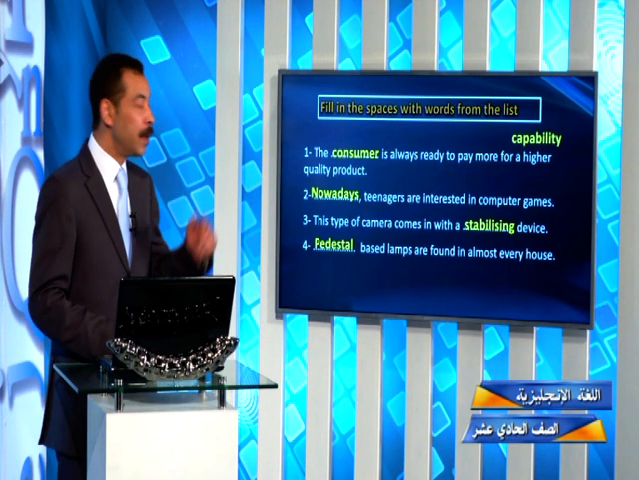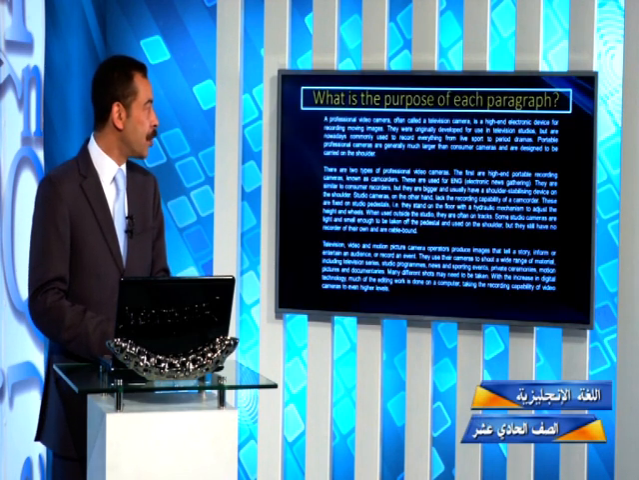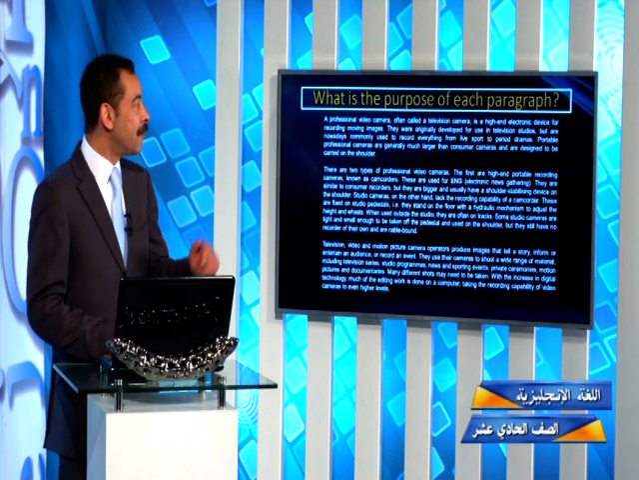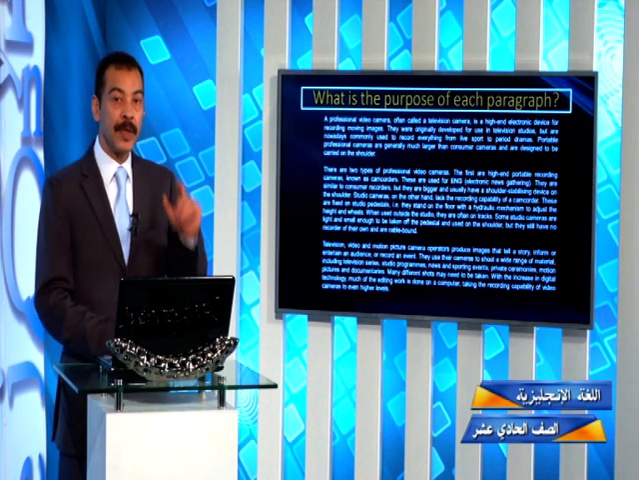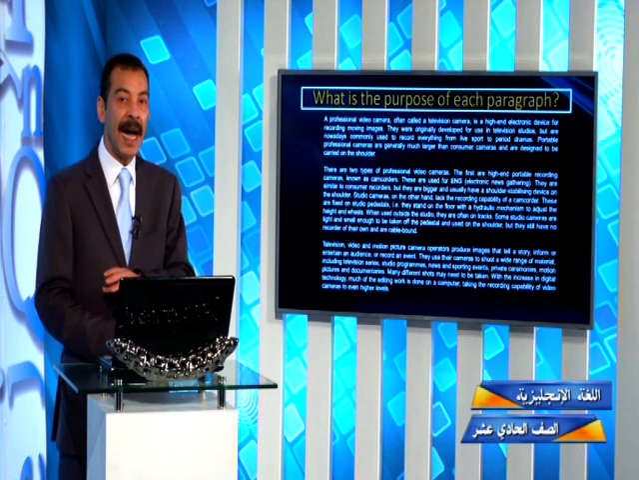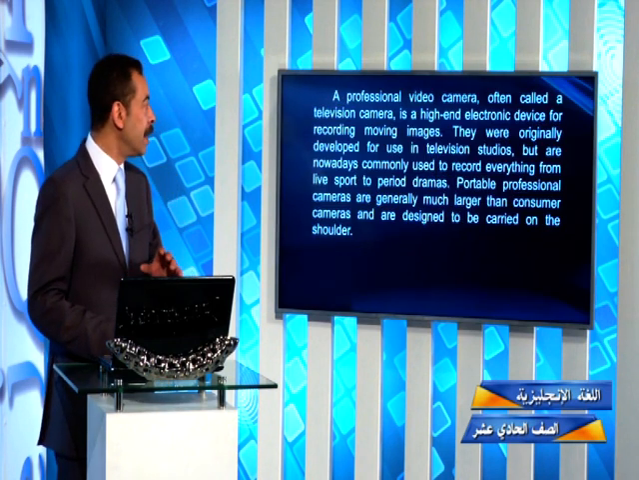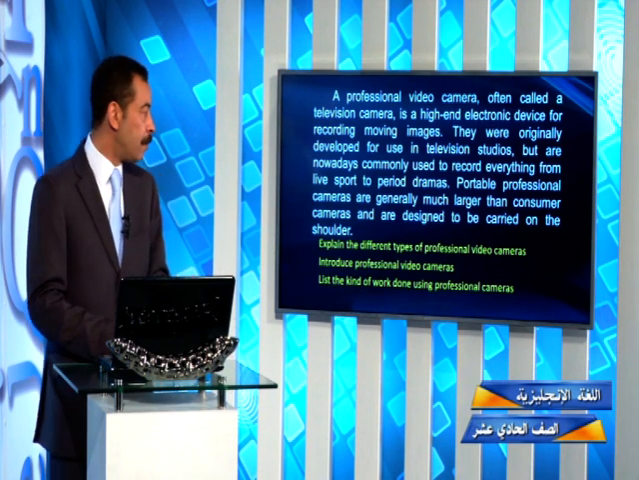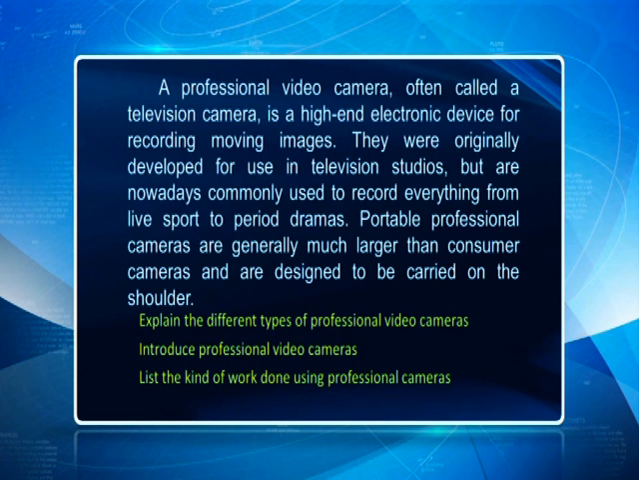Okay, now let's move to the reading comprehension, and we are going to read a text which is composed of three paragraphs, and your task is to identify the purpose of each paragraph. We are going to see each paragraph in isolation, and you have to find its purpose, or in other terms, its main idea. Okay? So paragraph one is like this, and does this paragraph explain the different types of professional video cameras, or does it introduce professional video cameras, or does it list the kind of work done using professional cameras? You are going to listen while reading the text and then find the answer. So please pay attention. Listen.